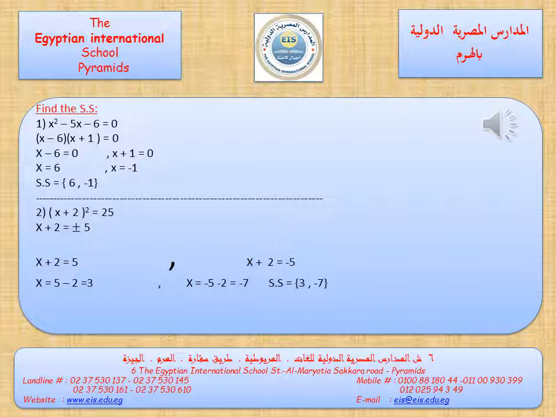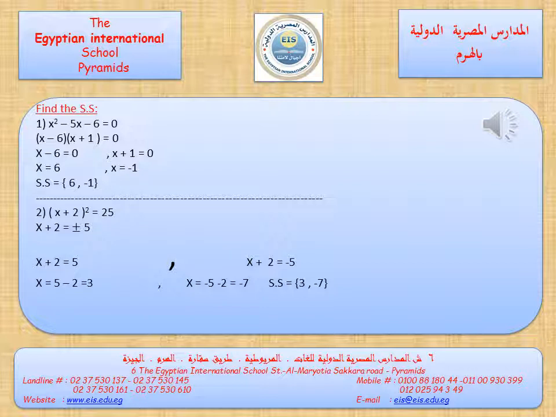x minus 6 equals 0. So x equals what? 6 will convert into positive 6. So x equals 6. And x plus 1 equals 0 will convert into negative 1, so x equals negative 1. So the solution set equals what? 6 and negative 1, and we should put it in braces. Let's take the other example.